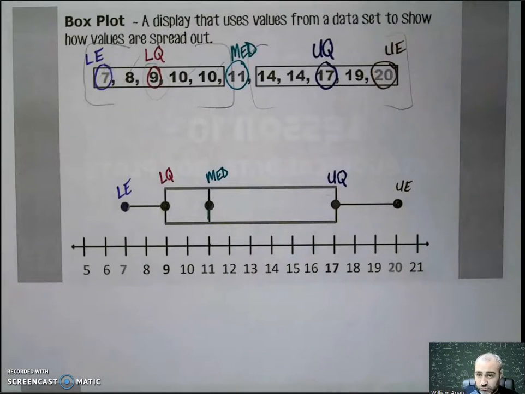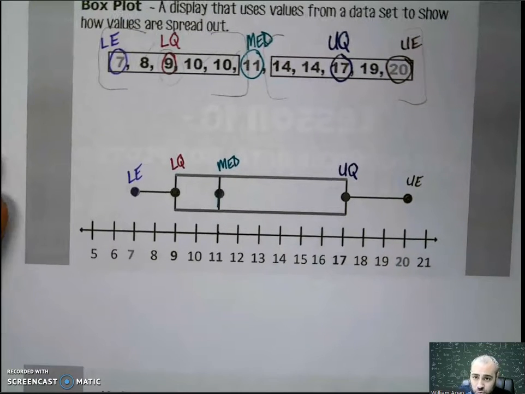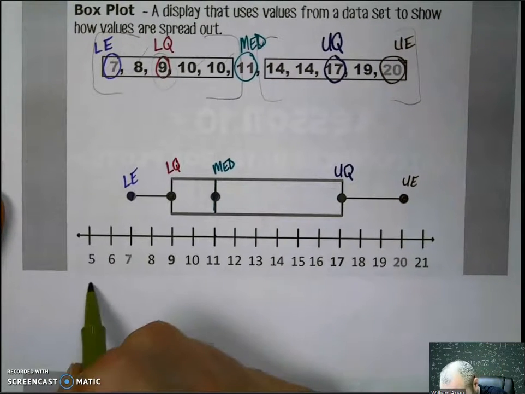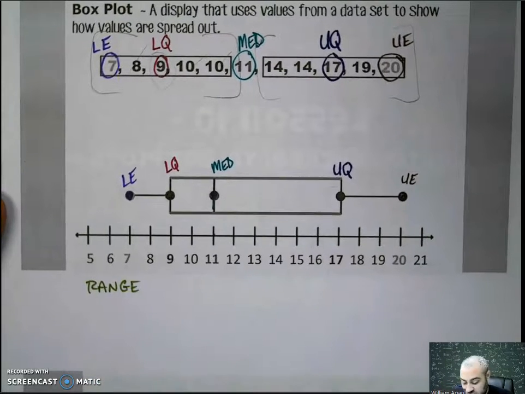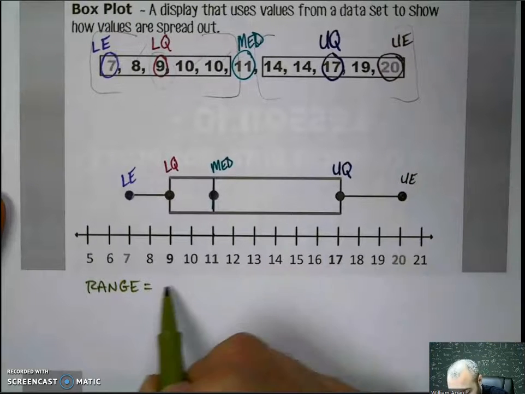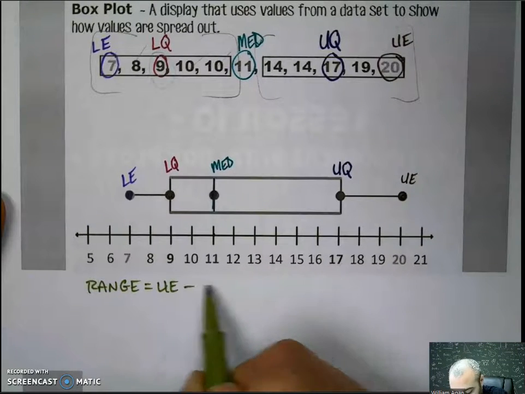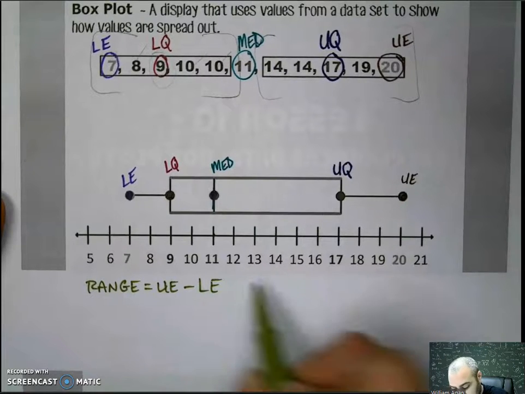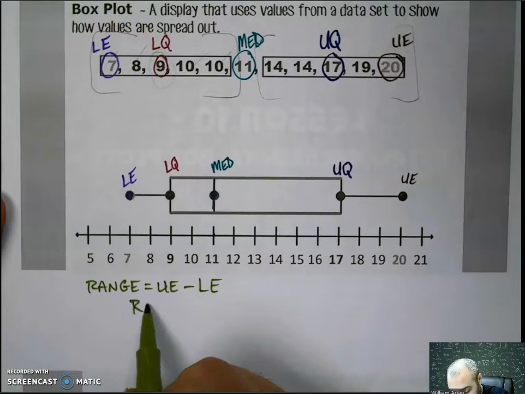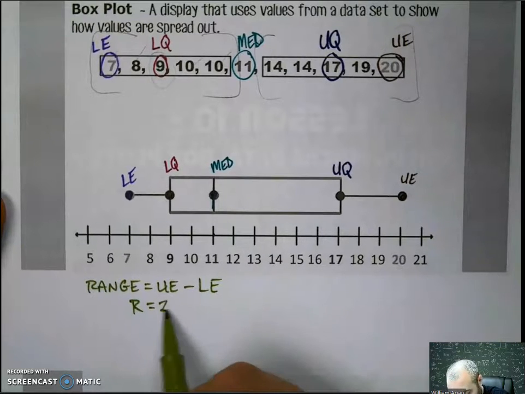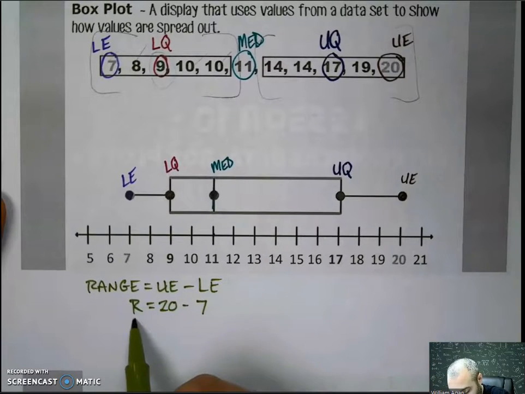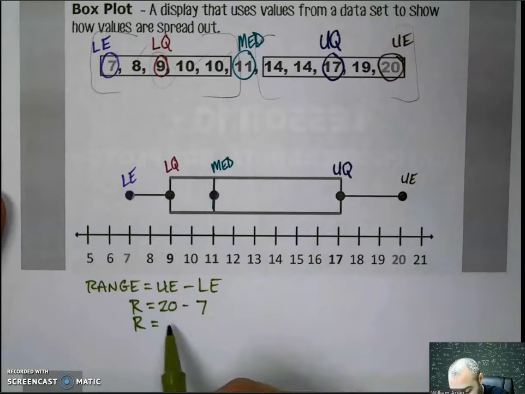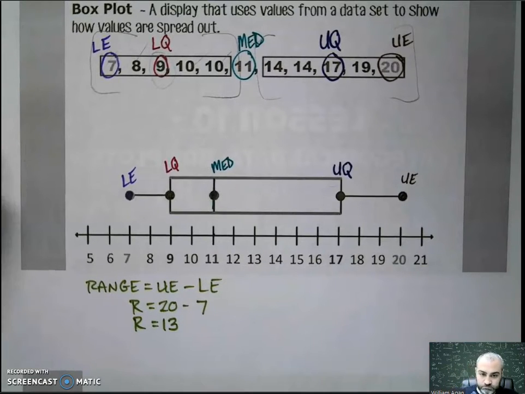Sometimes, though, they will ask you about the range and the interquartile range. So first, we're going to find the range. To find the range, it is the upper extreme minus the lower extreme. So for this example, the upper extreme is 20 minus the lower extreme is 7. So our range for this example is 13. That is your regular range.